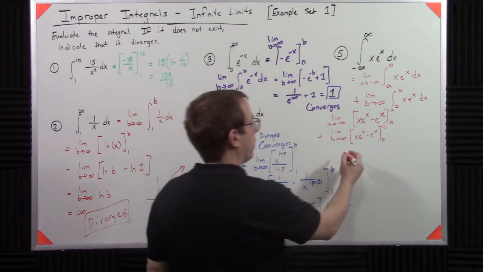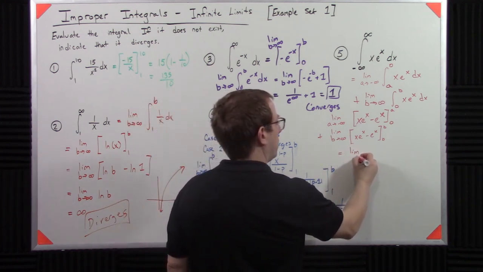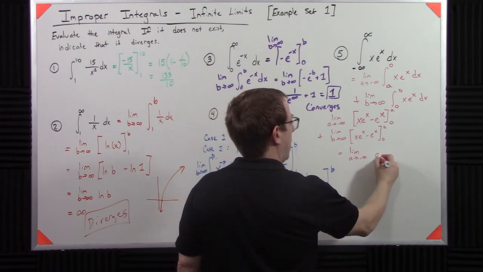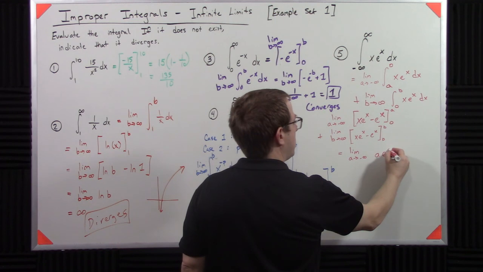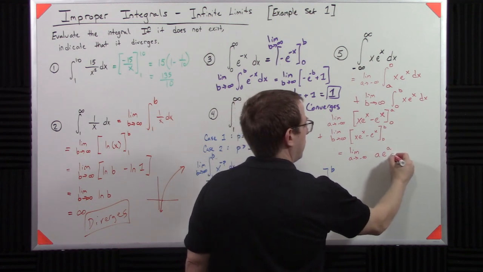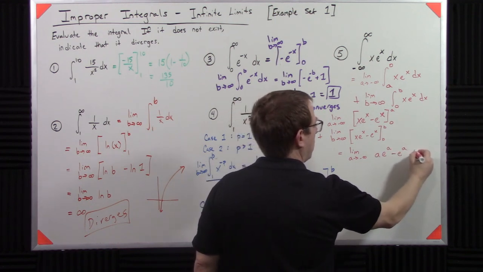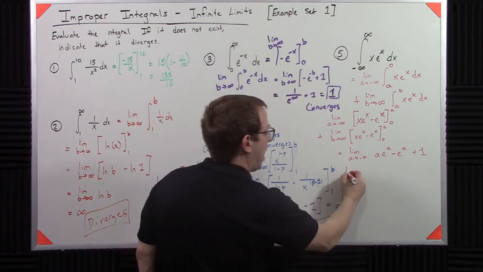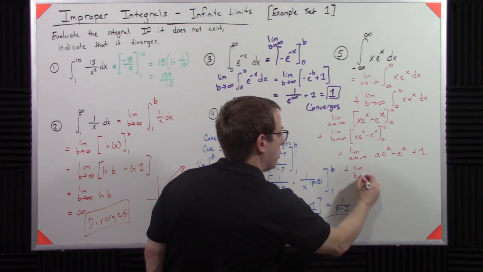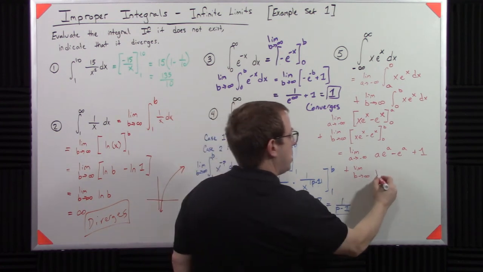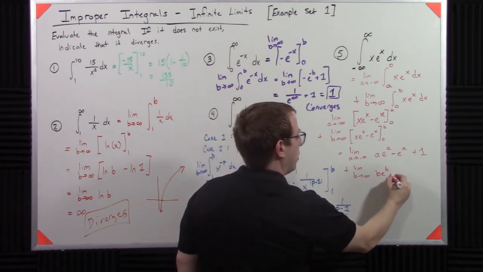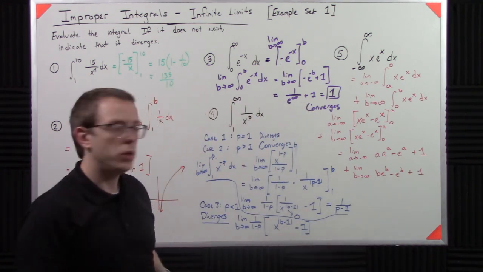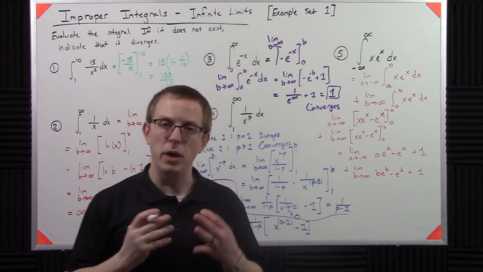So I end up with the limit as a goes to negative infinity of a e to the a minus e to the a plus 1. And then I have to add the limit as b goes to infinity of b e to the b minus e to the b plus 1. So these are two separate limits. You evaluate them independently.